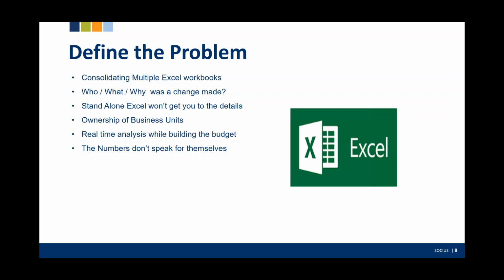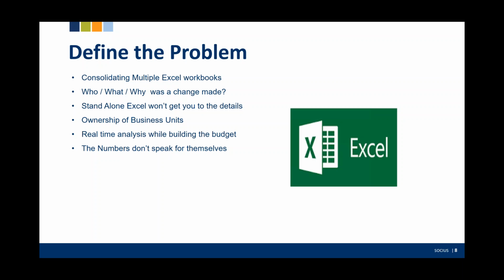Some of the other problems we run into: who's making the changes? You'll see here, I believe Judson will show where I can actually go in and see who made the change at this time to this budget item, why they made the change, and maybe even leave a little note going forward. It feeds into the next item: standalone Excel won't give you the details. Why did somebody change it? You might be able to put a note there, but those little notes get stuck in that one spreadsheet. They don't roll up, they don't summarize.